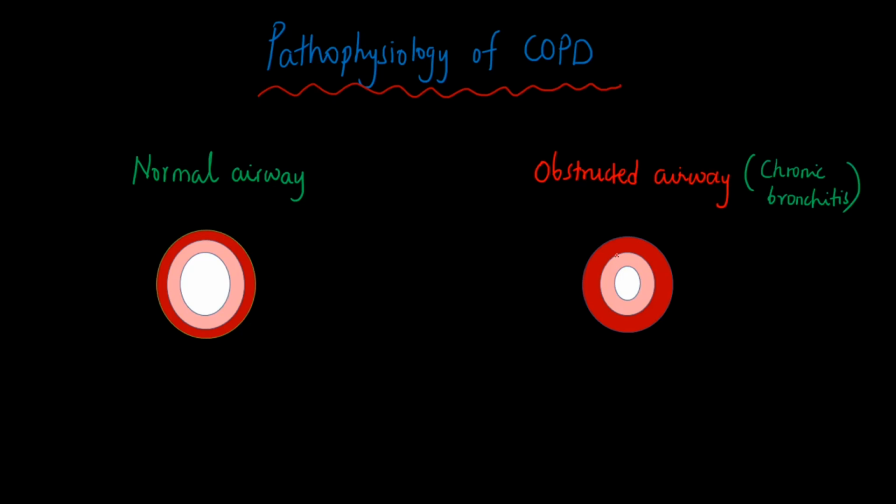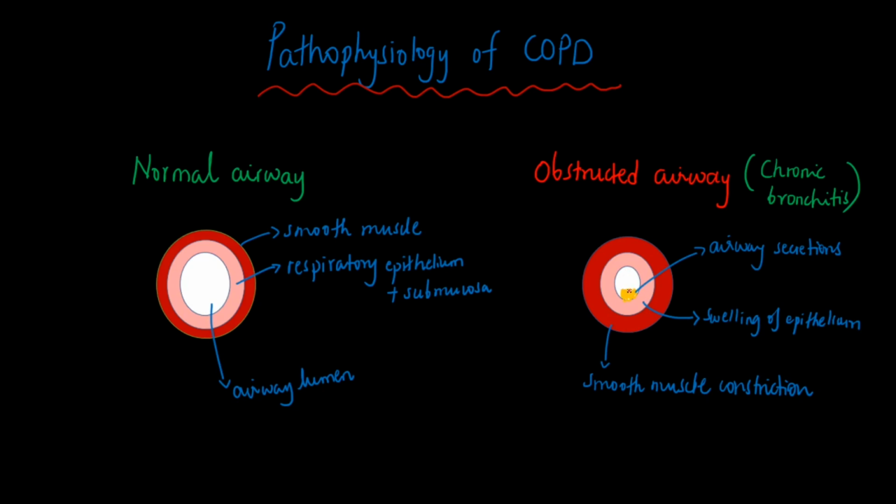Having a look at the obstructed airway on the right side, there is constriction of the smooth muscles, which is the outermost layer, swelling of the submucosal and respiratory epithelial layer, and narrowing of the airway lumen, contributing to airflow obstruction. You'll also see that the mucus plug over here is shown in yellow and will also exacerbate the problem. Some of the other pathophysiological processes which happen are mucus gland hypertrophy, metaplasia of the goblet cells in the bronchiolar epithelium, bronchiolitis, and finally secondary infections due to pathogens.